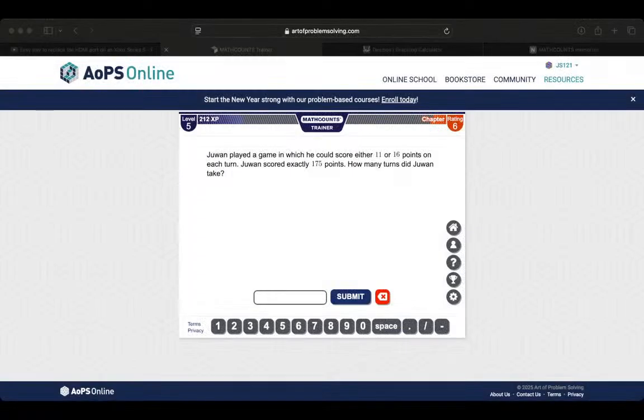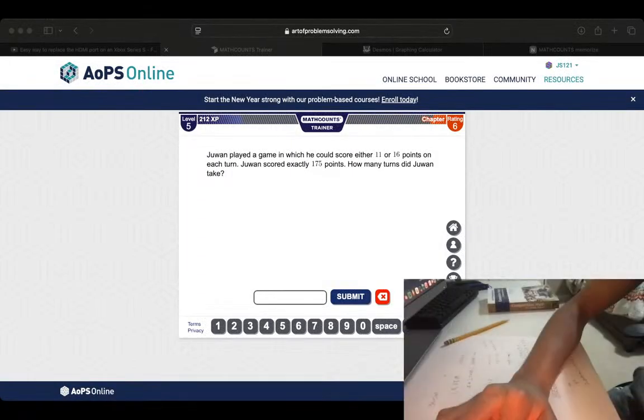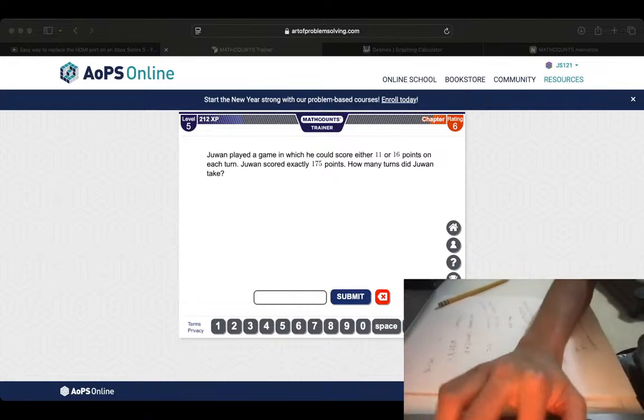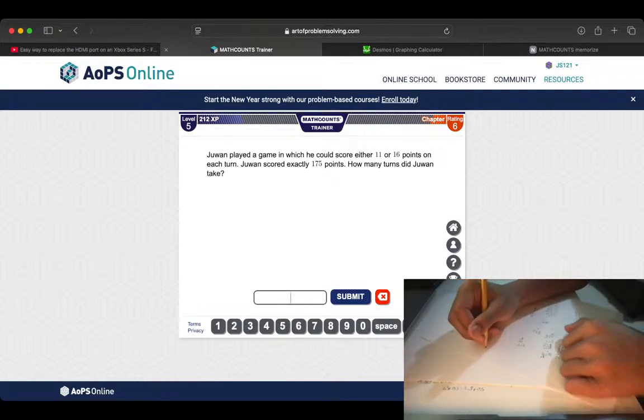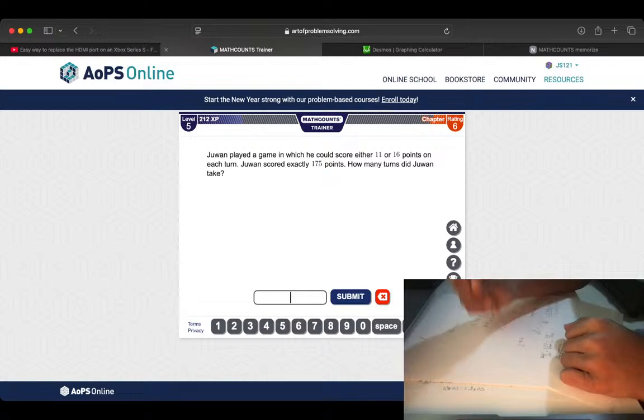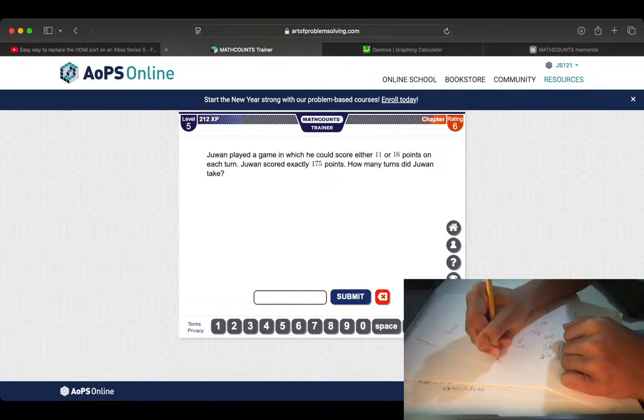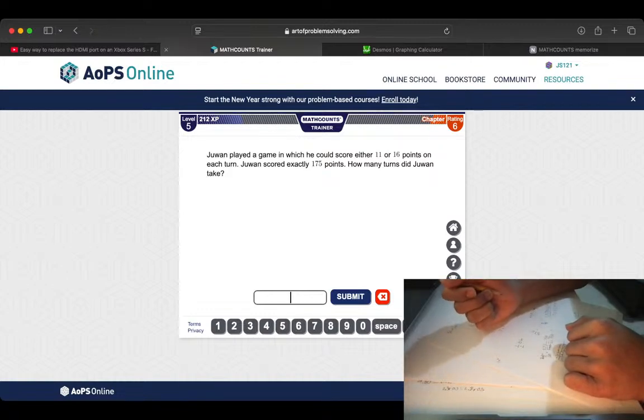I think it's trial and error last time they did it. So let's go back to my paper and let's try trial and error. Let's see how many times we can multiply 16 before we get a multiple of 11. Let's make a rough guess: if we do 16 times 16, it's going to be 256. So if we do 16 times 8, it's going to be 128.